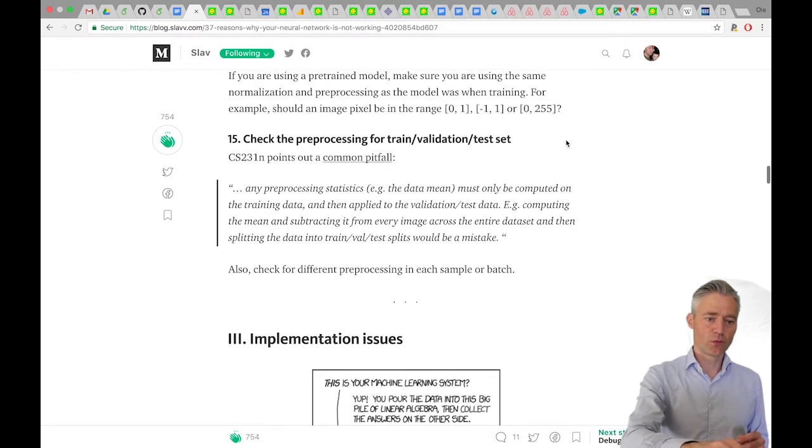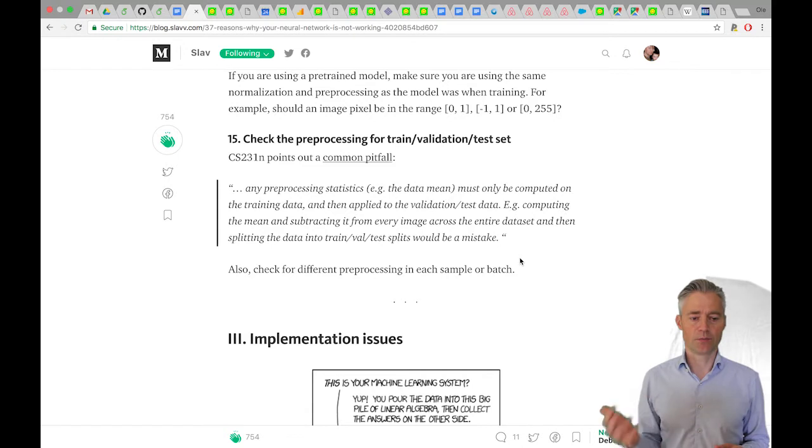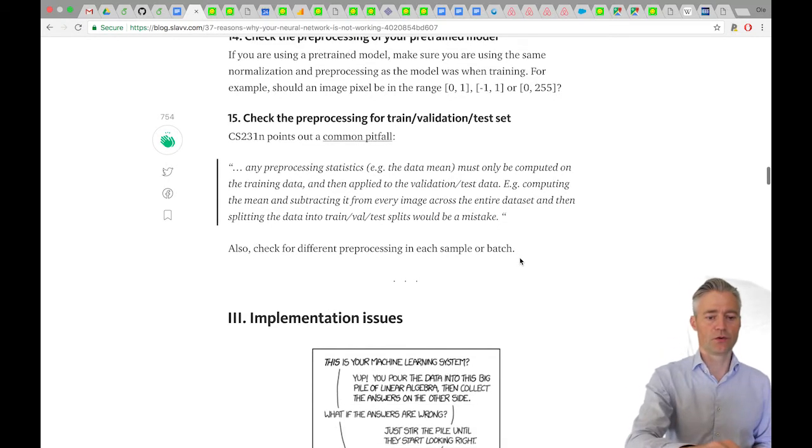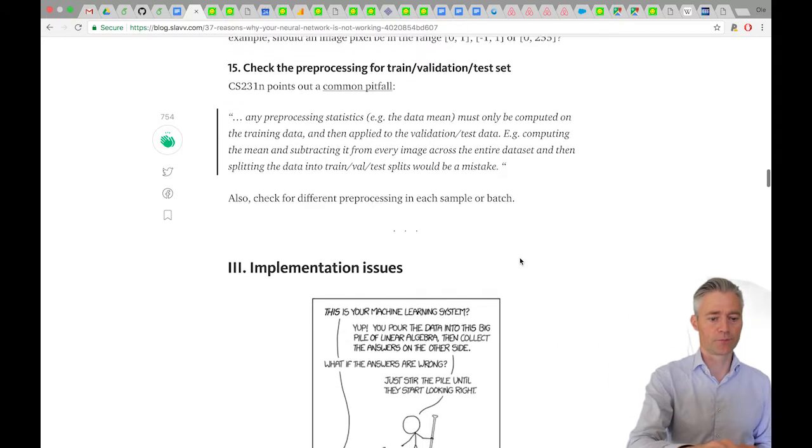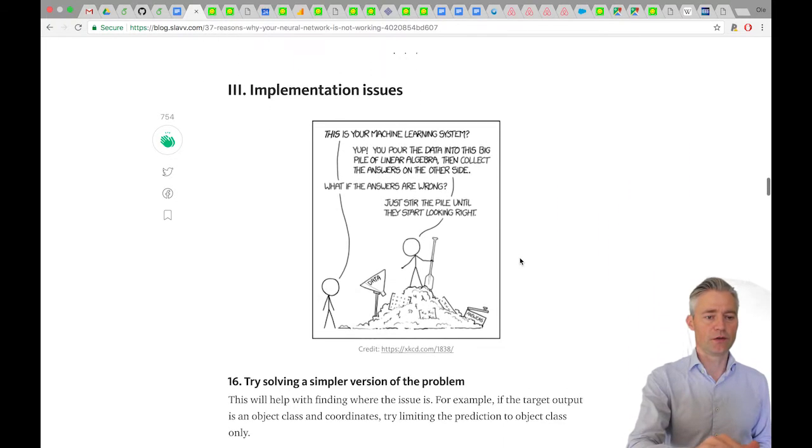And of course, there are different ways to do this. I would say that it's most fair to actually do this once and not apply the pre-processing for each mini batch. So you should do it offline before, on the whole training set. Implementation issues.